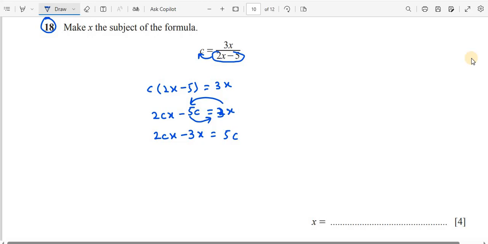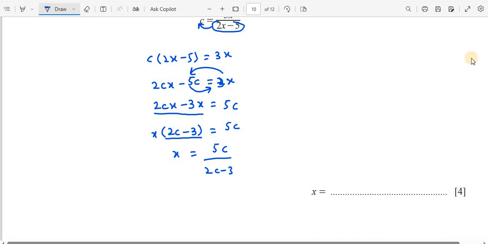So take x common in these terms, we get x times 2c minus 3 is equal to 5c. So this value multiplied with x goes to the other side and divides 5c. So x is equal to 5c over 2c minus 3. So the final answer is 5c over 2c minus 3.